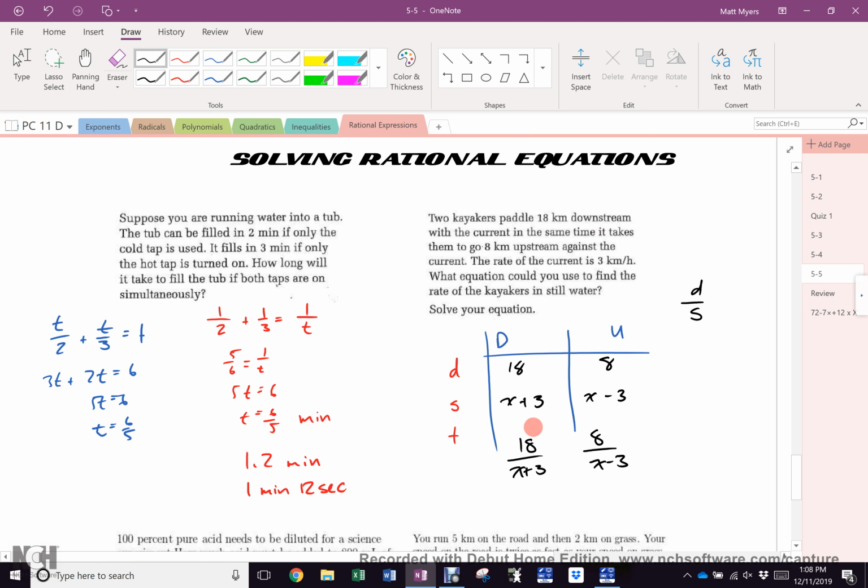So their time downstream equals their time upstream. Is that fraction equals fraction? Have we done enough math to know that all you need to do to solve that is cross multiply? Yes. 8x plus 24 equals 18x minus 54, and then you solve. So that is 10x equals 78. So x equals 7.8. Because when you bring that over, it becomes addition.